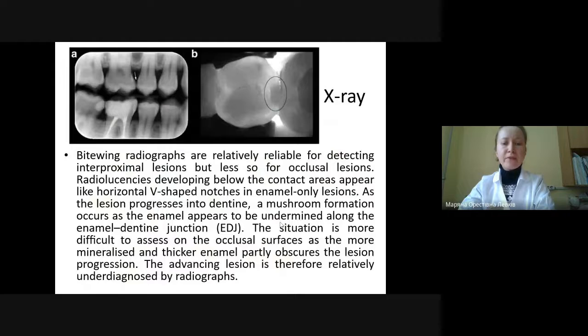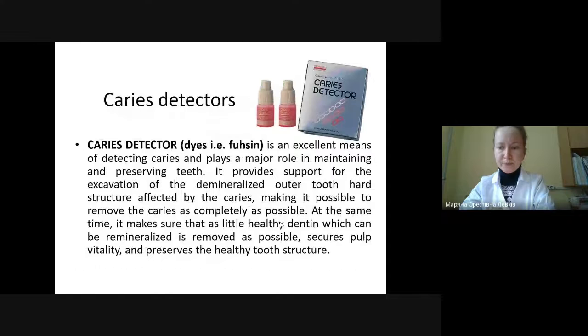X-ray. Bite-wing radiographs are relatively reliable for detecting interproximal lesions, but less so for occlusal lesions. Radiolucencies developing below the contact areas appear like horizontal V-shaped notches in enamel-only lesions. As the lesion progresses into dentine, a mushroom formation occurs as the enamel appears to be undermined along the enamel-dentine junction.